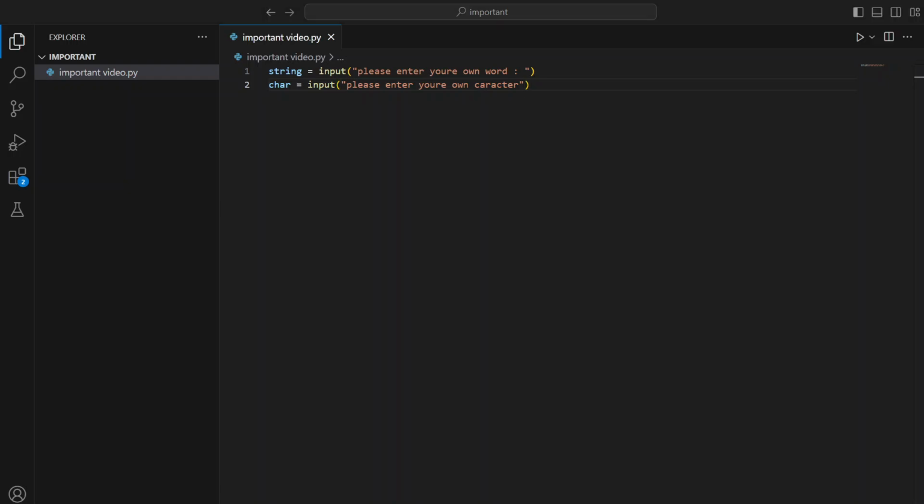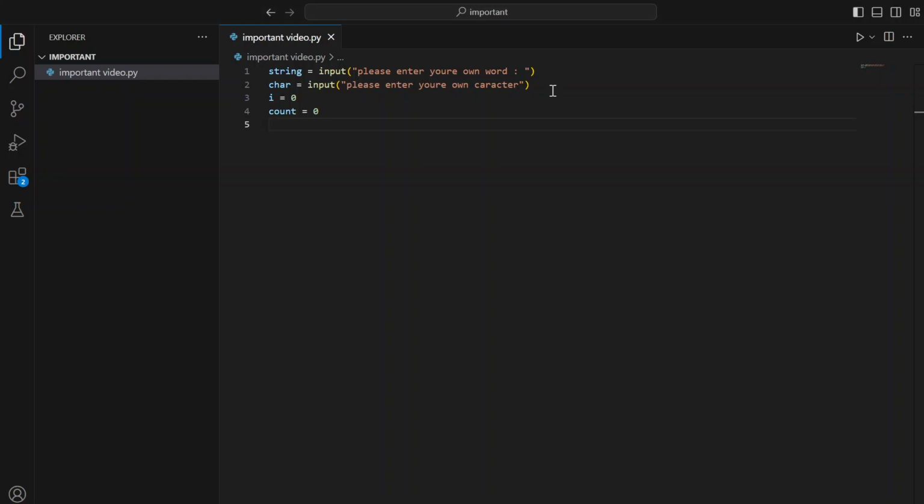Then i equals 0. What is going on? I gotta do it like this, and no, it's still... i equals 0. And then count equals 0.